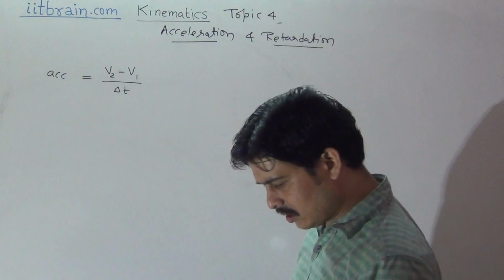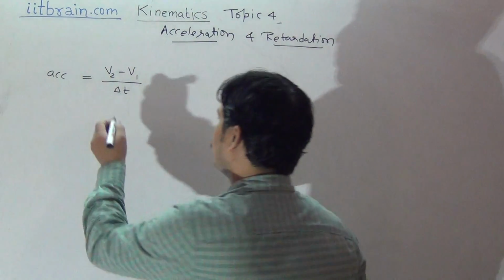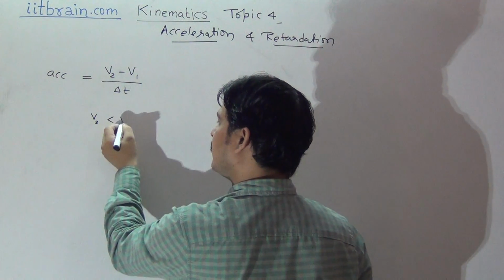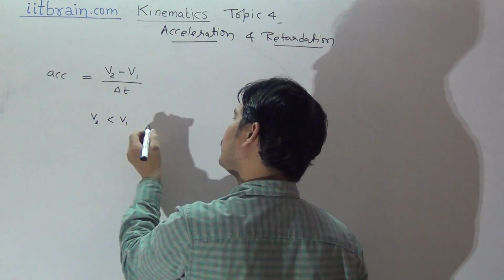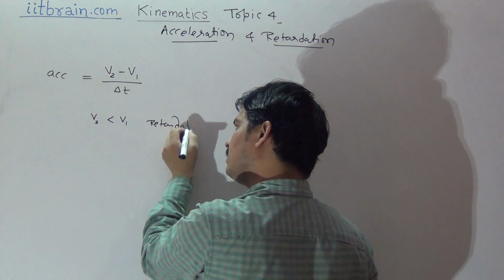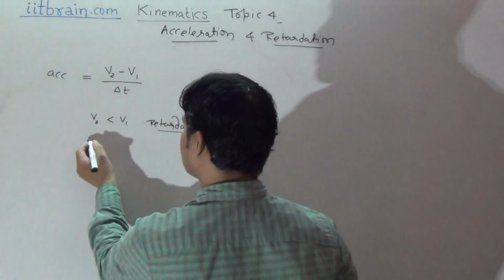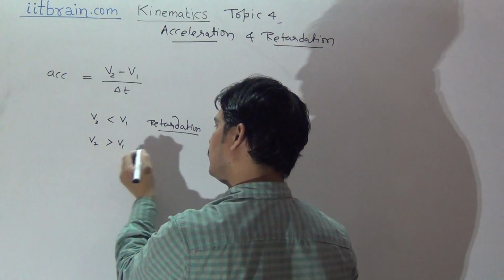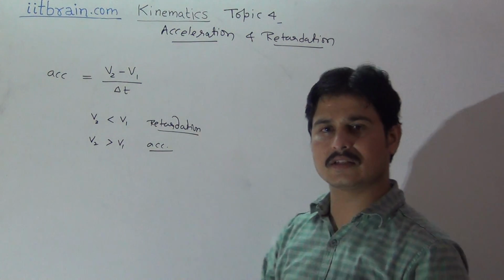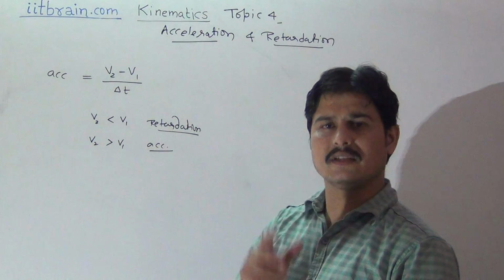And the same word is retardation. The same will be retardation if v2 will be less than v1. If v2 is less than v1, then it is called retardation. And if v2 is greater than v1, it is known as acceleration. If v2 is greater than v1, it is acceleration. It means acceleration and retardation are same words, but there is a difference in these two.